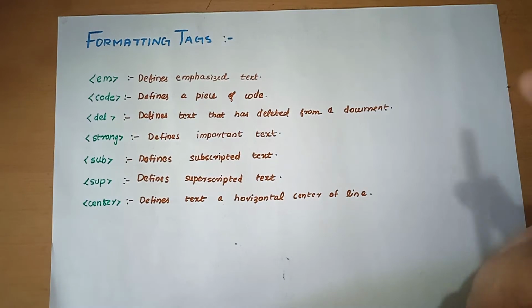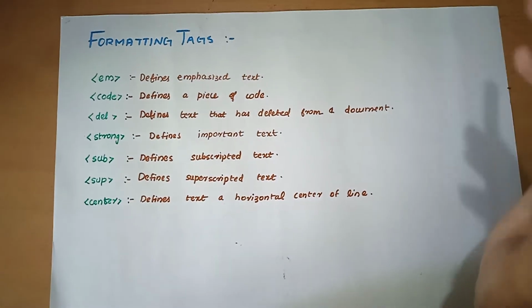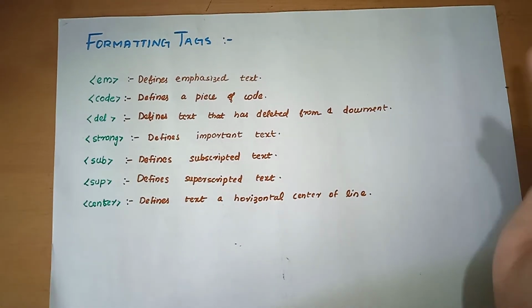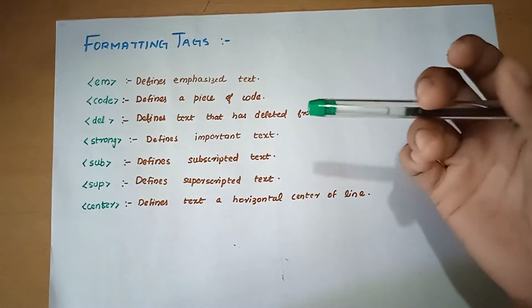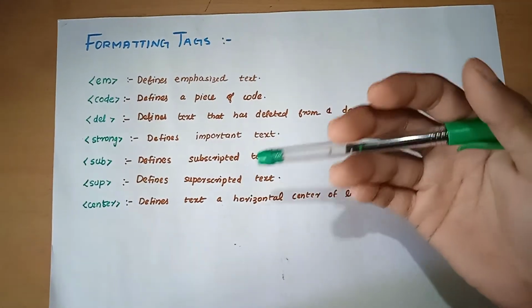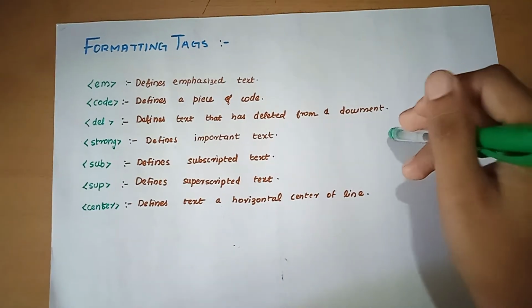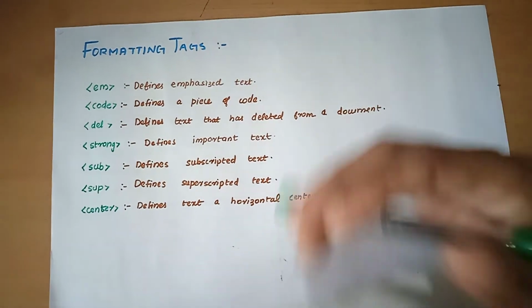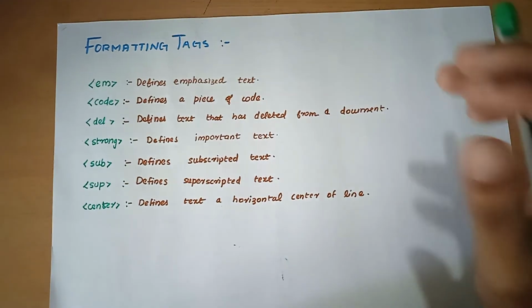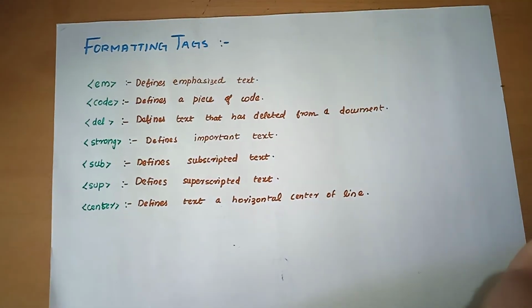So that's all about the basic tags and formatting tags of an HTML page. You just take your notepad and write these simple tags, then save it with .html or .htm extension and run it in the browser. You can see a very simple example of a simple web page.